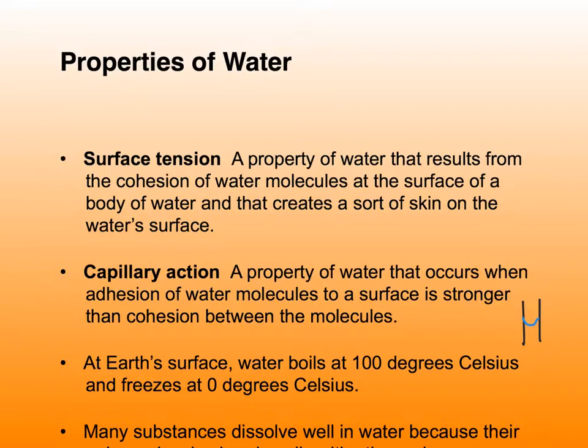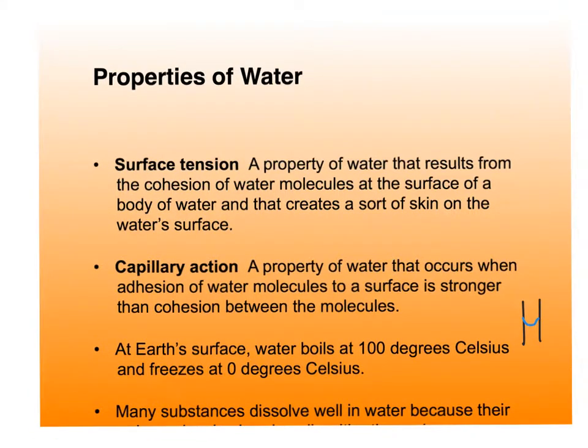Okay? At Earth's surface, water boils at 100 degrees Celsius and freezes at 0 degrees Celsius. Now, if you go up in the atmosphere or down, there's more pressure, and that changes things a lot. Okay? Many substances dissolve in water because it's polar.